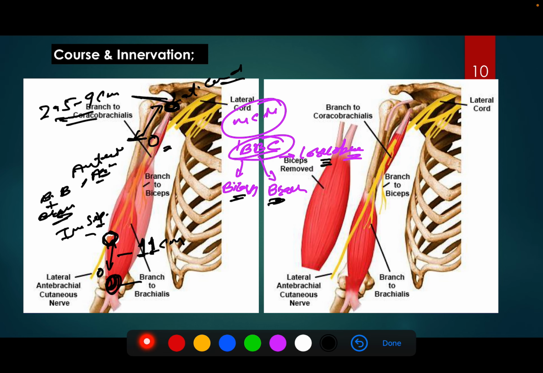So this brachialis muscle has a dual nerve supply. One is the musculocutaneous nerve, another one is the radial nerve. That's why the brachialis muscle is also called what? The hybrid muscle. We should understand this one. This is a question in the exam. So this is the nerve supply, and then the course of the musculocutaneous nerve.